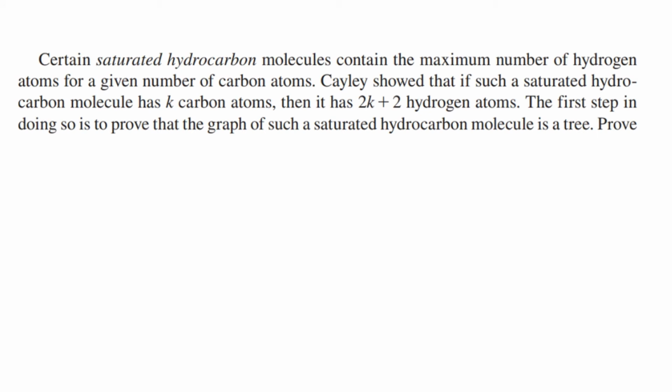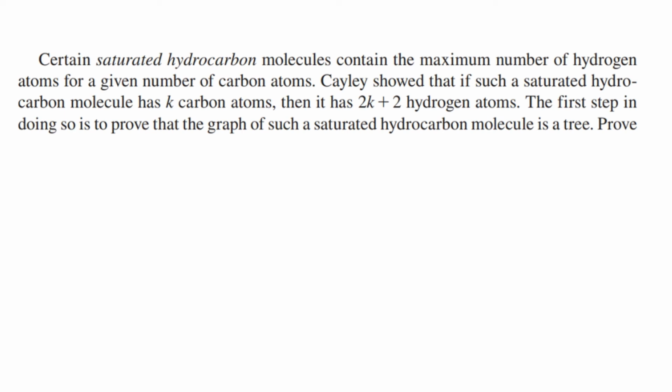An isomer is saturated if it contains the maximum number of bonds, everything is connected. You can't add anything more to it. And so these contain the maximum number of hydrogen atoms for a given number of carbon atoms. Cayley showed that if a saturated hydrocarbon molecule has k carbon atoms, then it has 2k + 2 hydrogen atoms. And I am going to point you to the second piece of this proof, but the first step he had to do in order to do this was prove that the graph is a tree.